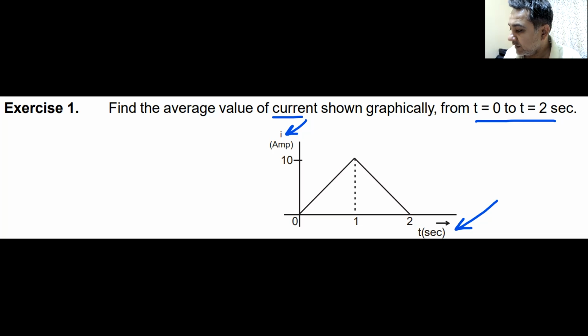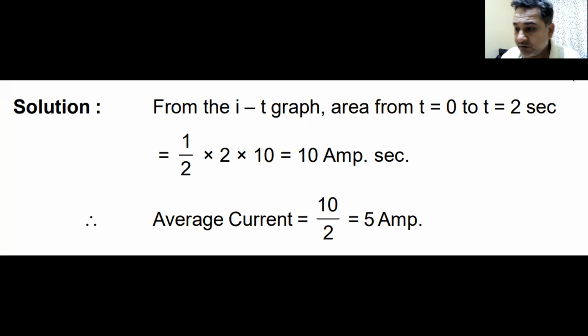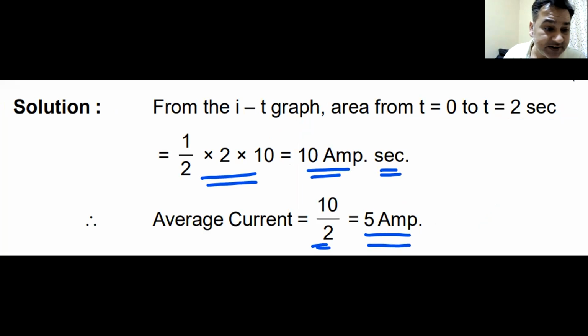It is my duty to show you the answer. And do we understand how we have done this? How we have found the area here in the first case? Yes or no? That is coming as 10 ampere second. We divide it by the time and the answer is 5 ampere. Do we understand this?